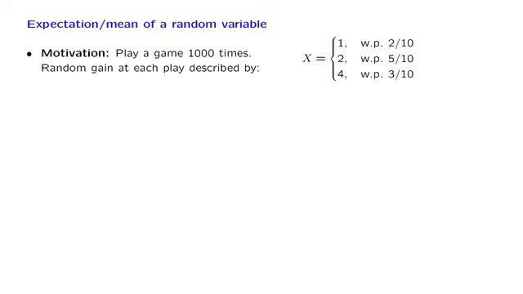It is a single number that provides some kind of summary of a random variable by telling us what it is on the average. Let us motivate with an example. You play a game of chance over and over, let us say 1,000 times. Each time that you play, you win an amount of money, which is a random variable, and that random variable takes the value 1 with probability 2/10, the value of 2 with probability 5/10, the value of 4 with probability 3/10. You can plot the PMF of this random variable.